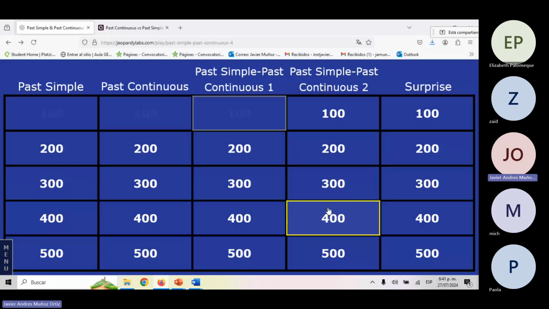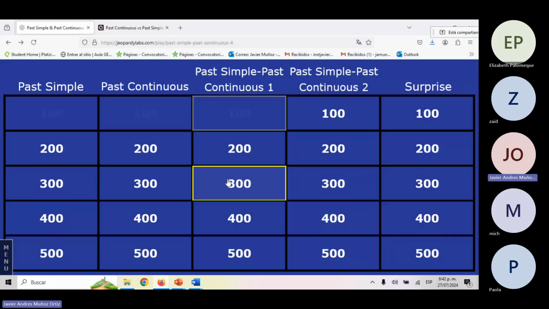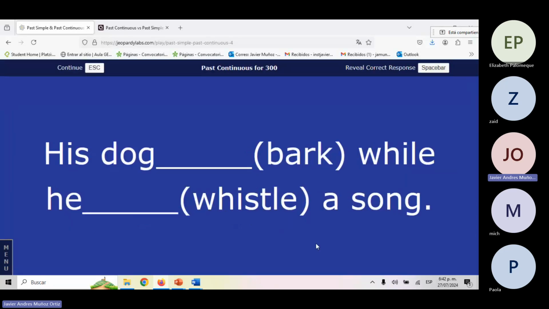Okay, 300 past continuous. Rows are horizontal, right? Columns are vertical. 300 past continuous. Okay. His dog while he a song.